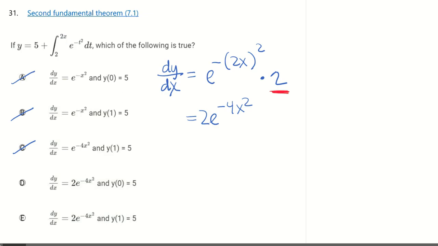Y of 0 would be the integral from 2 to 0 of e to the negative t squared, which is not something you're going to be able to compute by hand. But it's probably not going to be 5, because that would be if the integral was 0, and I know that e to the negative t squared is a positive function. So it's got to have a positive amount of area, so it would actually need to be less than 5. Y of 1 is going to be 5 because when I plug in 1 here, I'm integrating from 2 to 2, and we know that's 0. So it would be 5 plus 0. And so I'm going to choose answer choice E.